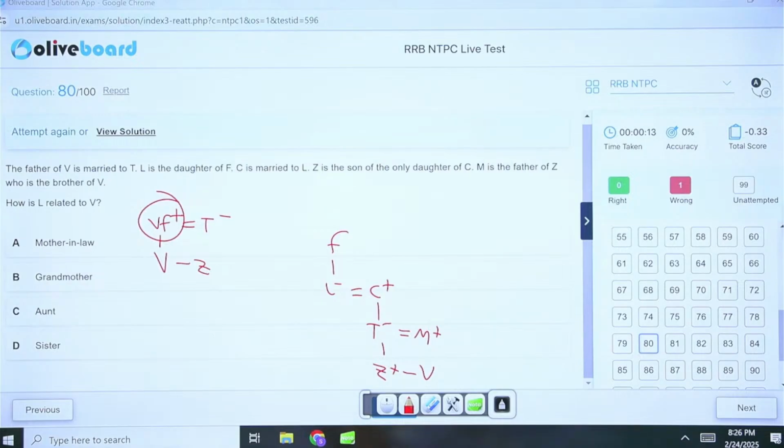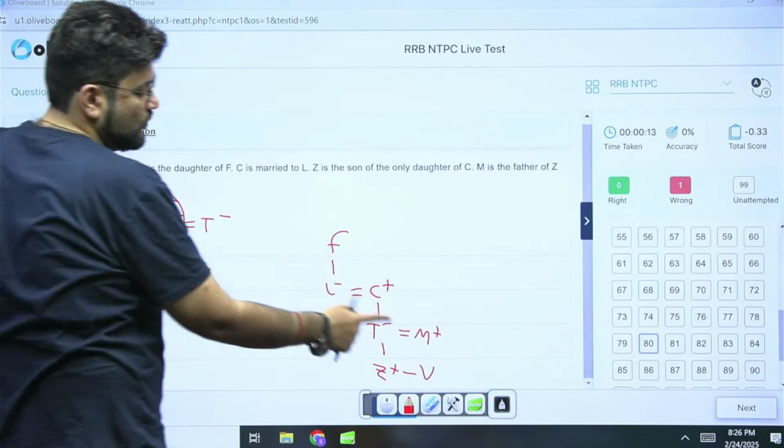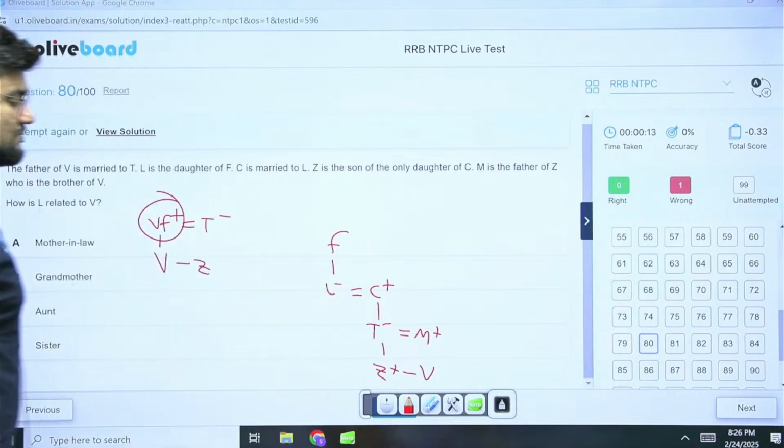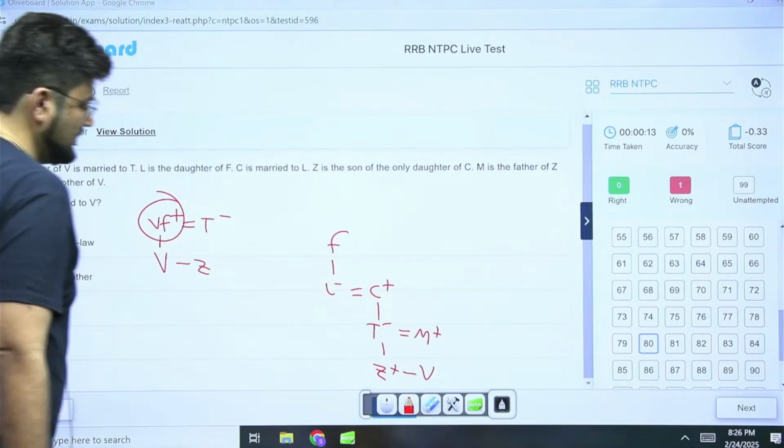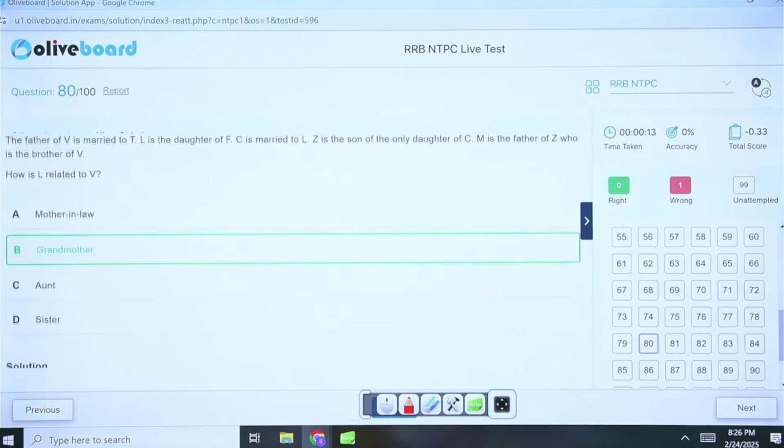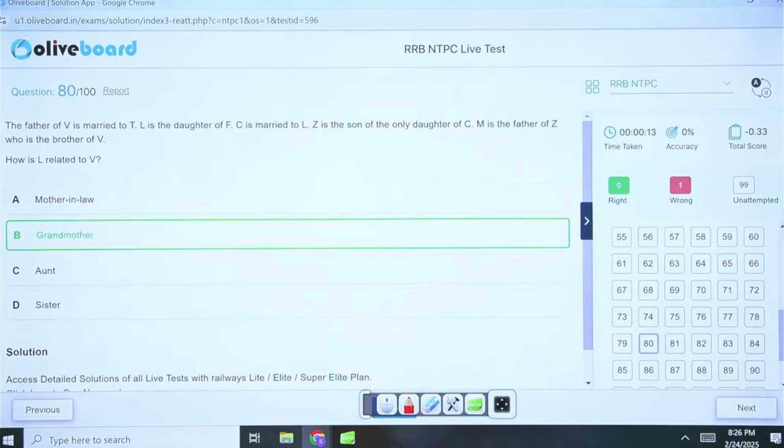The question is asking how is L related to V? V is mother's mother. V is maternal grandmother. Option B is the correct answer. Interesting, right?